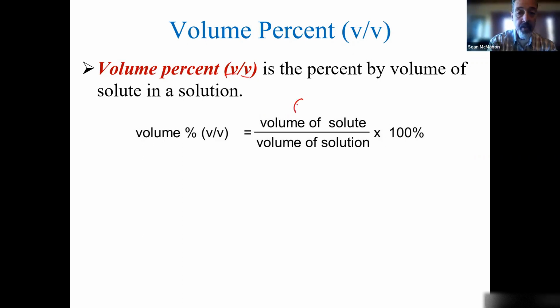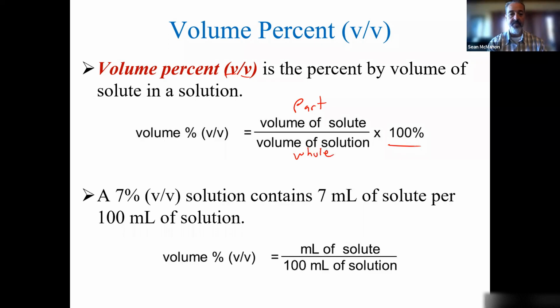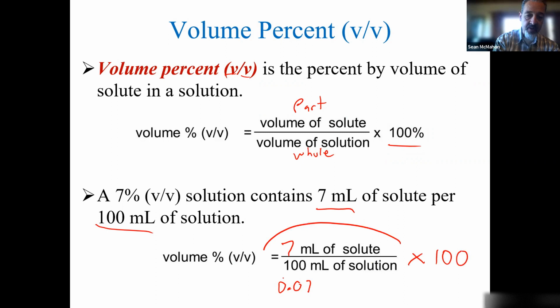It's still part over whole times 100. We just change the units to milliliters instead of grams. So a 7% volume to volume solution basically contains 7 mL of solute per 100 mL of solution. That's what it means, right? Because if you went 7 divided by 100, you would get 0.07. But remember, to get percent, I need to multiply it by 100. The reason I write it right here like that is if I want to put this as a conversion factor for problem solving, I can just do that.